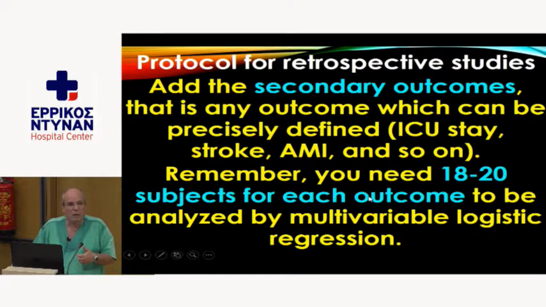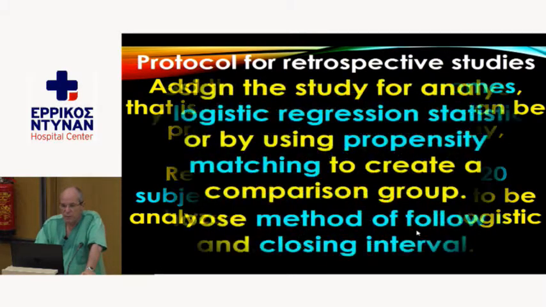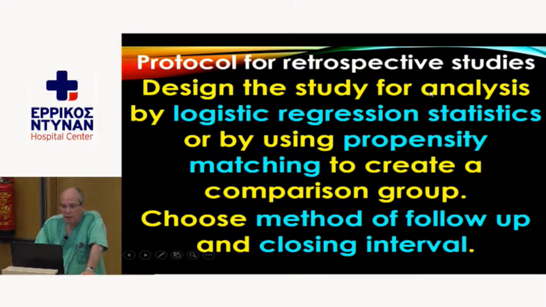If you are evaluating 1,000 patients, 2% are 20. 20 are enough to have an idea of the risk factors of these patients. So it's not the percentage, but the amount of events that represent this percentage. Design the study for analysis by logistic regression statistics, because you need the propensity matching. You cannot do any study if you have no comparison, otherwise you can just state, I did this, these are the results. But most of the time, this way of doing studies is totally meaningless.